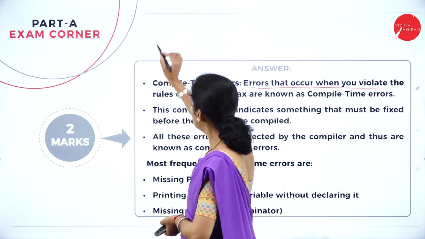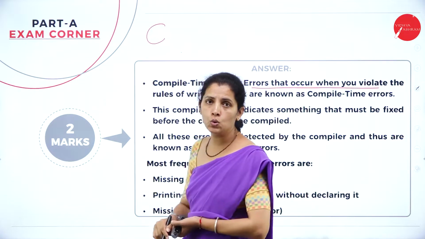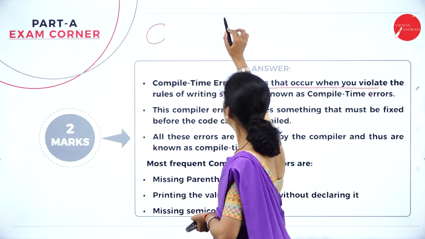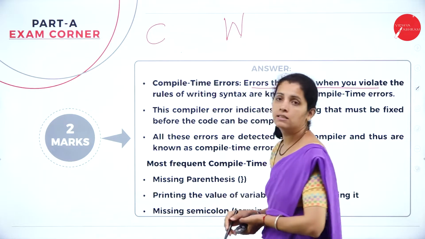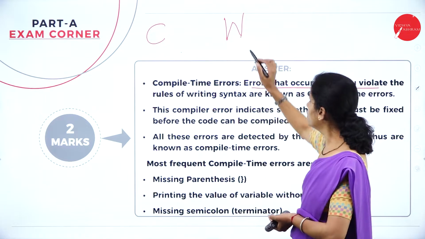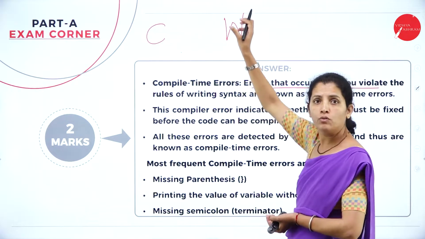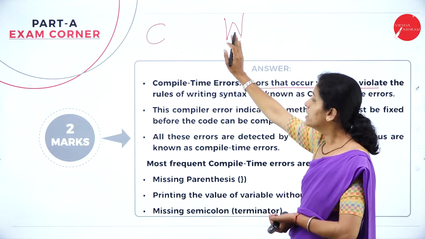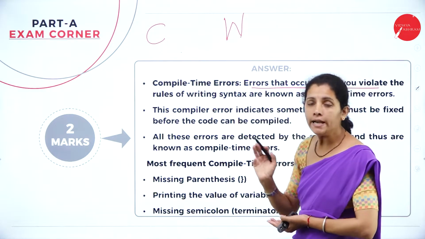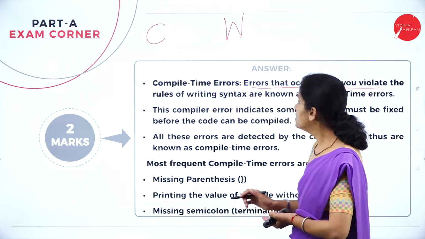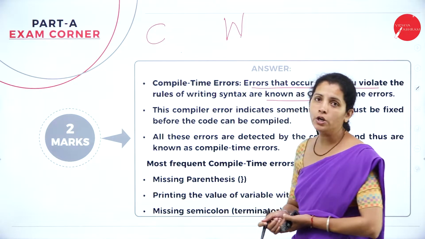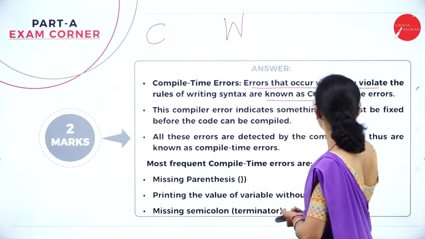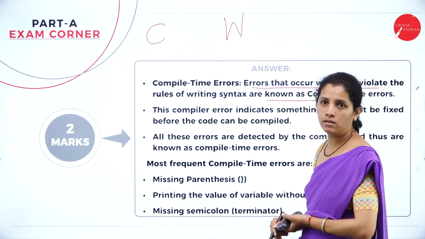For example, if I want to write Console, I have to use capital letter C. And in WriteLine, W is a capital letter. Now, I want to follow the rule as it is. If I violate the rules, then the compiler is going to generate some error. That kind of error is known as compile time error.